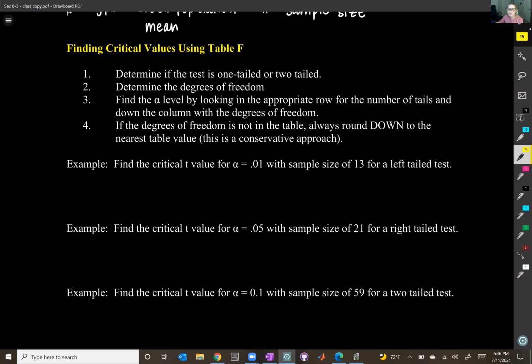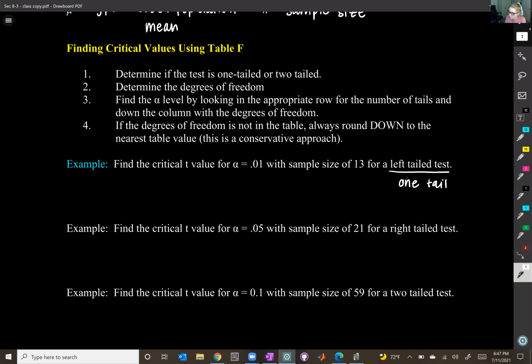And then it says, if the degrees of freedom is not in the table, always round down to the nearest table value because this is a more conservative approach. First of all, let's just do some examples, because sometimes the steps sound more confusing than they are. So first step is to find if the test is one-tailed or two-tailed. Our example says to find the critical t-value for alpha equals 0.01 with sample size of 13 for a left-tailed test. Okay, well, a left-tailed test is going to just be one tail.